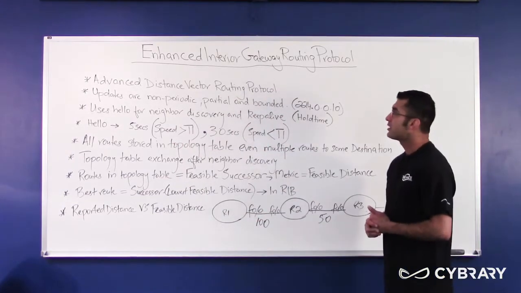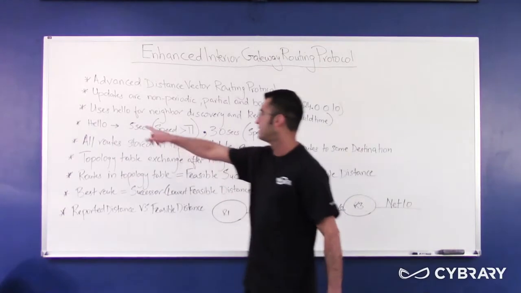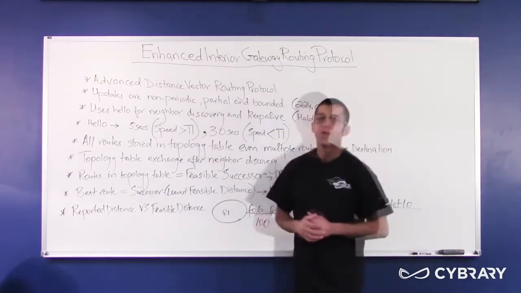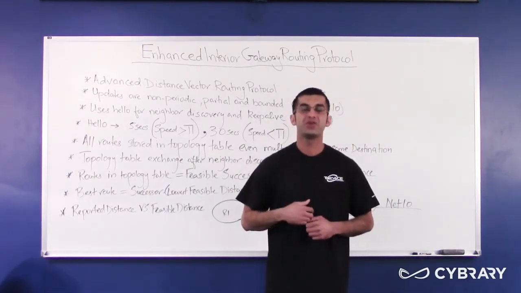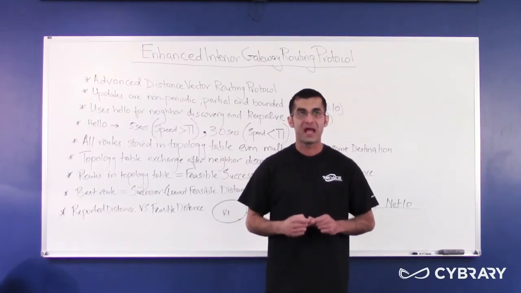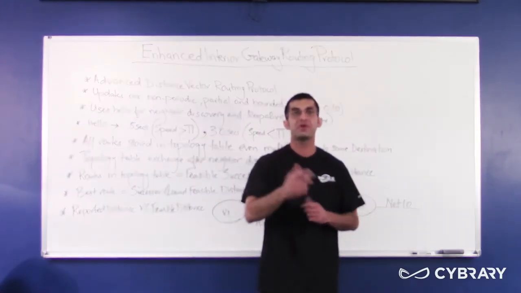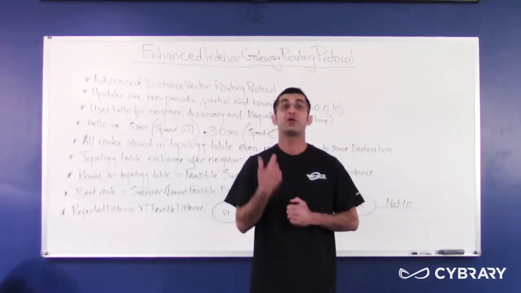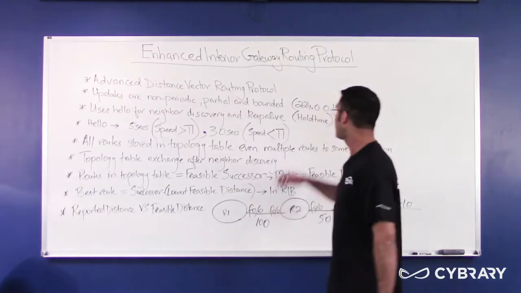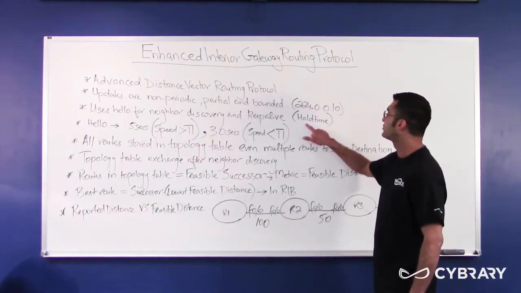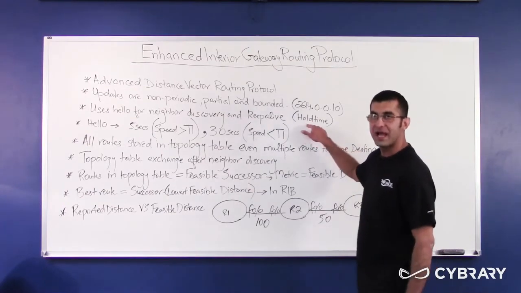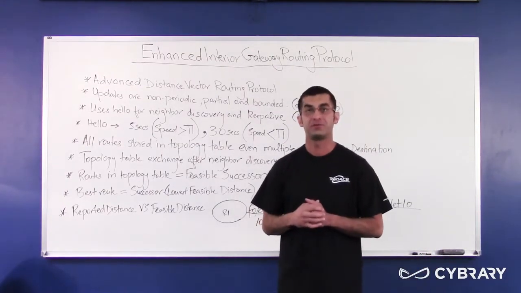Now, within the hello packet is held the hold time for the neighbor. When I send a hello packet to an EIGRP neighbor, within it, I will set a hold time. The hold time is the number of seconds my neighbor is supposed to wait for me to send another hello or update packet before considering me down. The hold time is usually set to 3 times the hello interval. By default, the hold time is set to 3 times the hello interval.